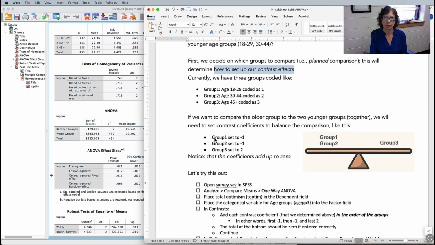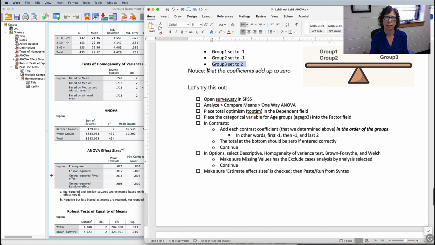So if I set group 1, the youngest group, to -1, and I set group 2 to -1, those together would be -2, right? So I need to set group 3 to 2 to balance that out, because if I add all those numbers together, -1, -1, and +2, they equal 0. That's the trick to figuring out what contrast coefficients you need to have in mind. So let's go try this out in SPSS.